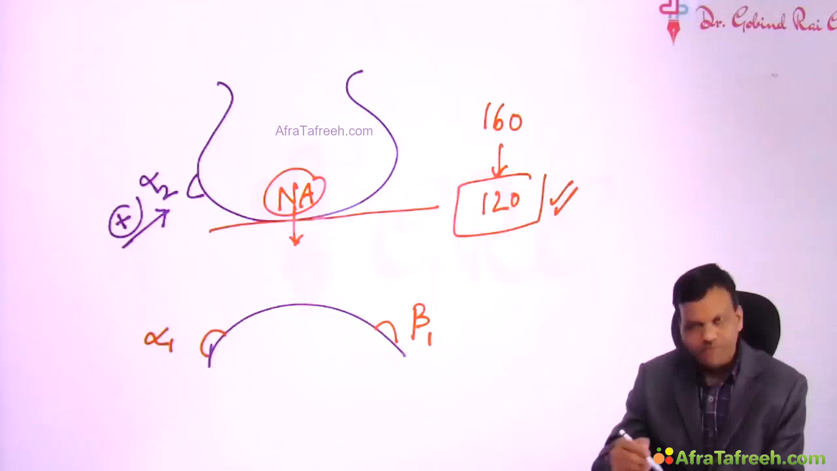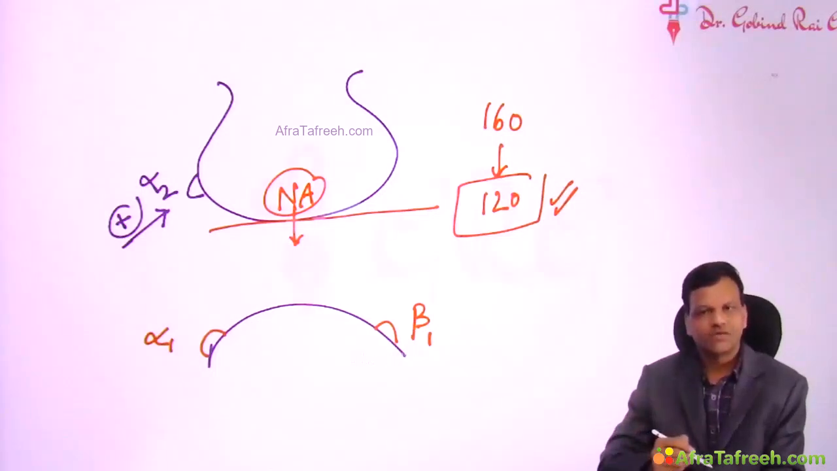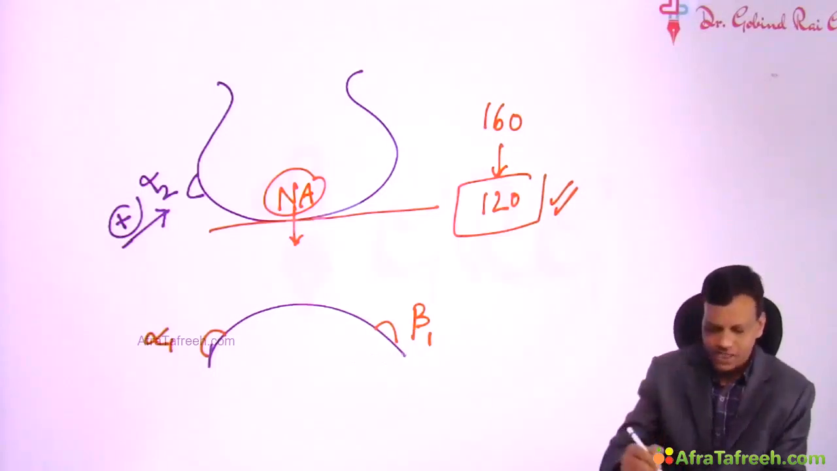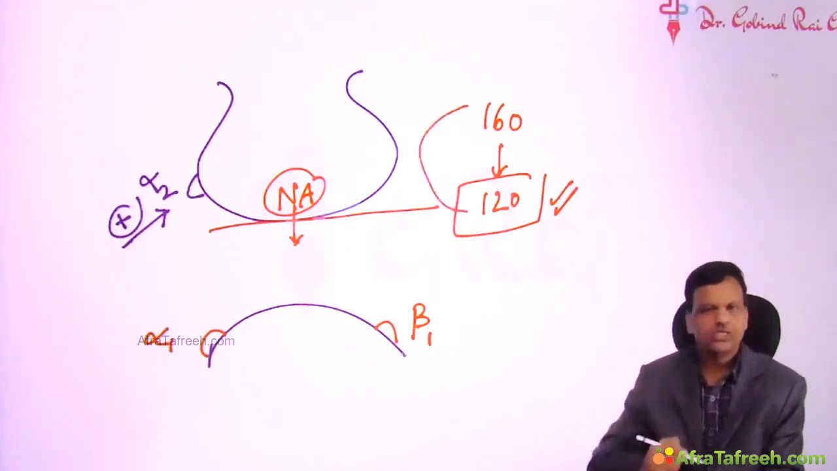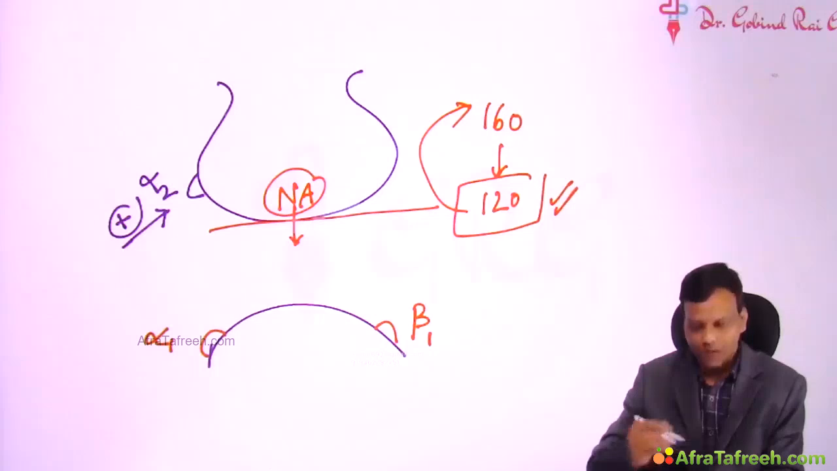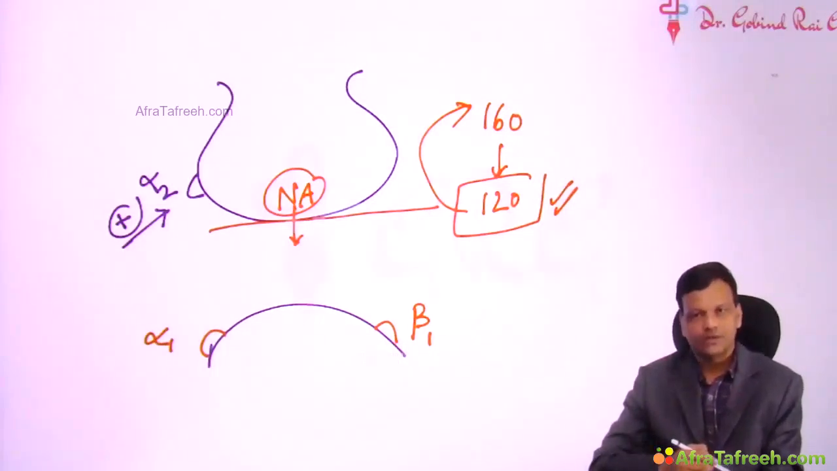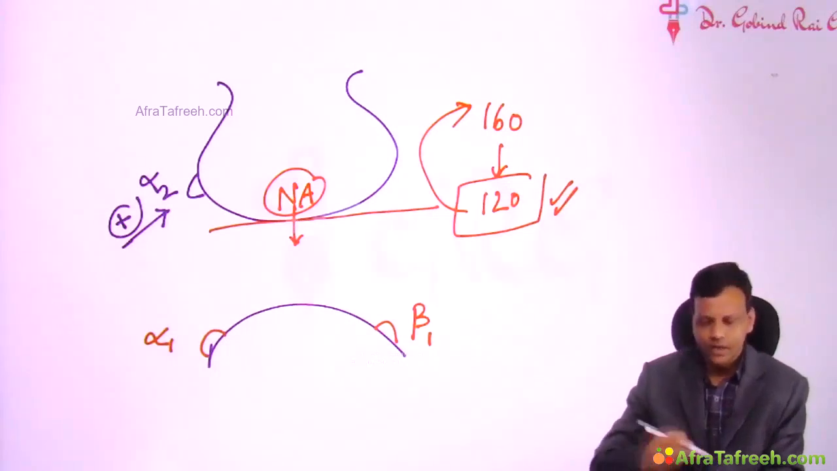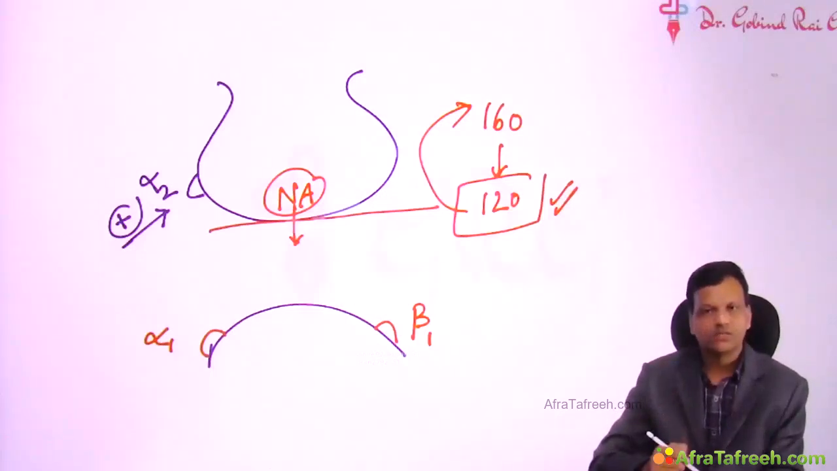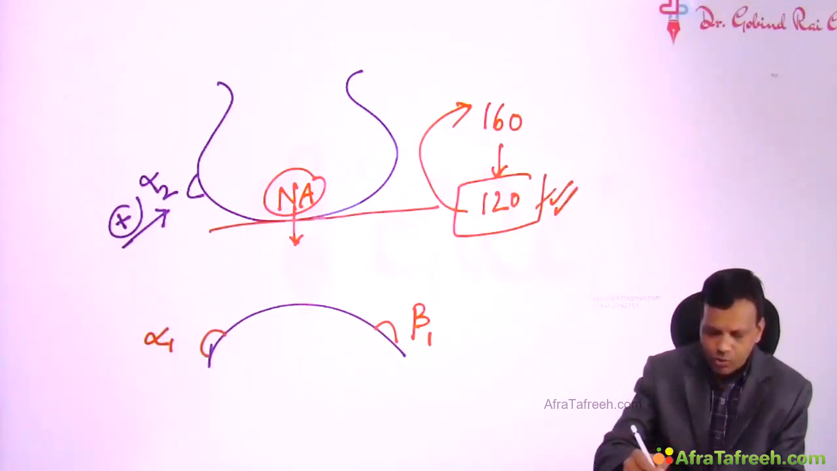Now suppose we stop some antihypertensive drug, what happens? When we stop an antihypertensive drug, BP again becomes original, 160. But when we stop clonidine after long-term use, this does not happen. If we give clonidine for 6 months, then we suddenly stop clonidine, BP will not return to 160, but rather the BP will become 220.